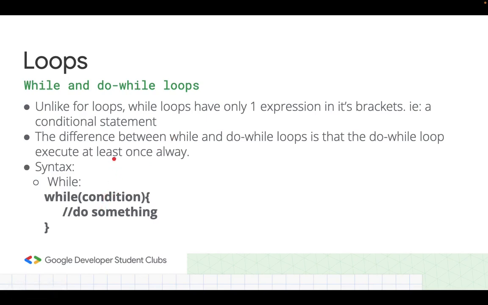So the difference between the while and the do while loop is that the do while loop executes at least once every time, because it runs your block of code first before it checks the condition. Every time you make a do while loop, it runs at least once. Yes.